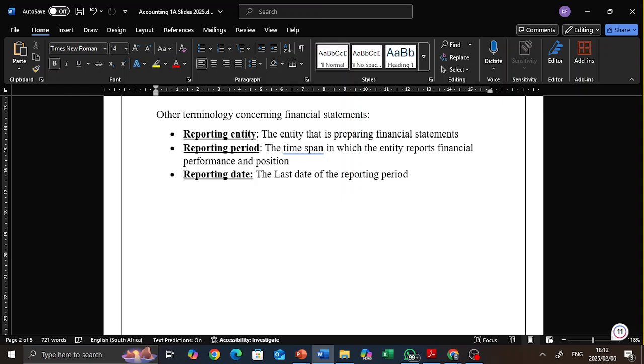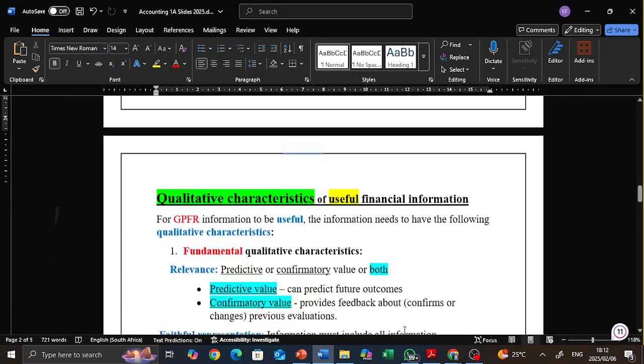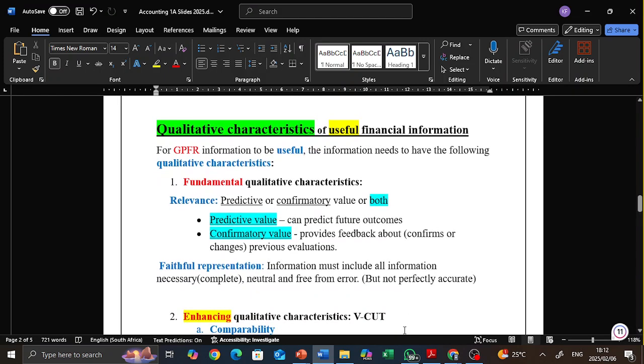Okay, once again, I'm going to brush over it. Reporting entity, the entity in question. They rarely even ask you the definitions of these things, but you need to understand what is what. We're moving on to the qualitative characteristics of useful financial information. Let's break it down. As users of financial information, we need that information to be useful. Useful is a key word. It needs to be useful to us.